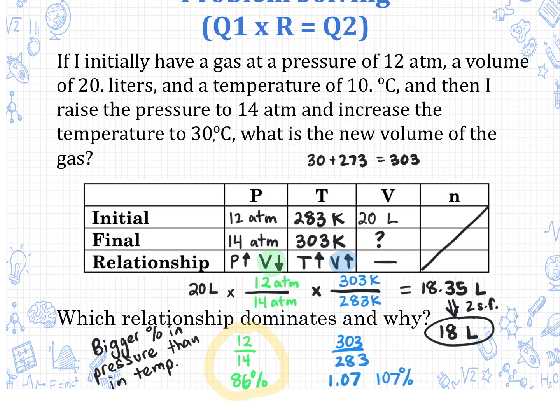And so the bigger percentage change is the one that's going to win out. Now, volume didn't go down by 14%. The temperature prevented it from going down quite as much as it would if just the pressure change happened without the temperature change. But overall, the volume goes down because the relationship between pressure and volume dominates, because it's a bigger percentage change. Now it's your turn to practice.